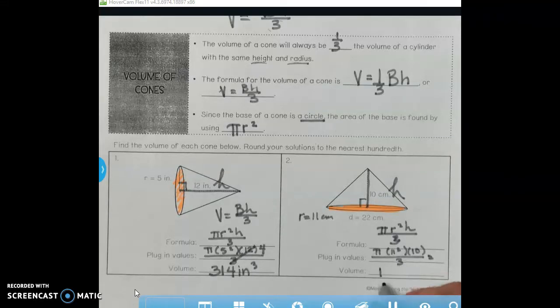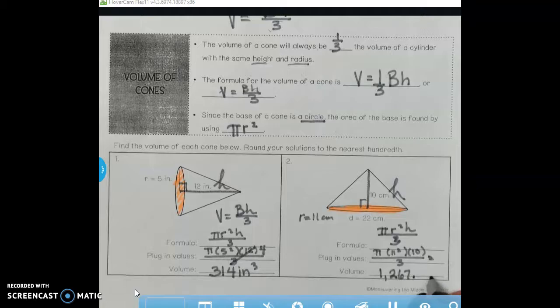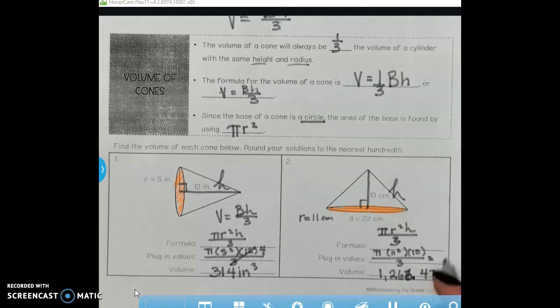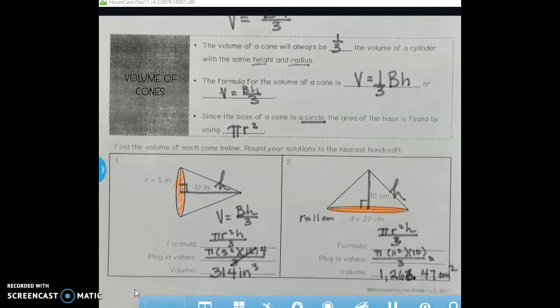So at this point, your volume would be 1,267.47 cubic centimeters. All right, so at this point, please take time to practice finding the volume of cylinders and cones.